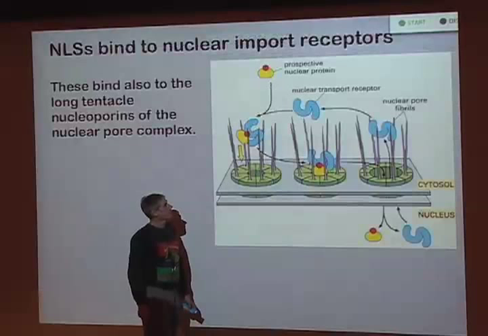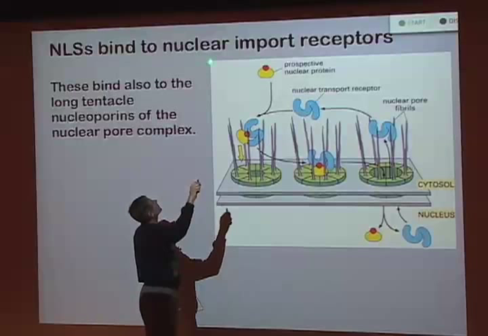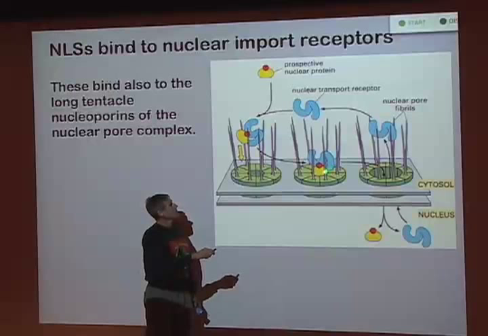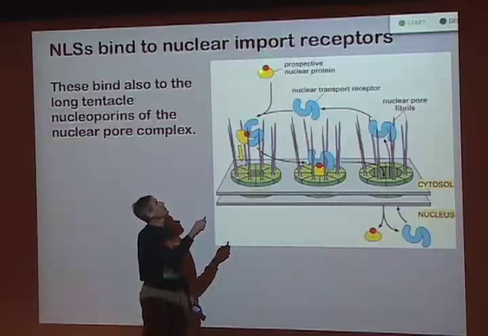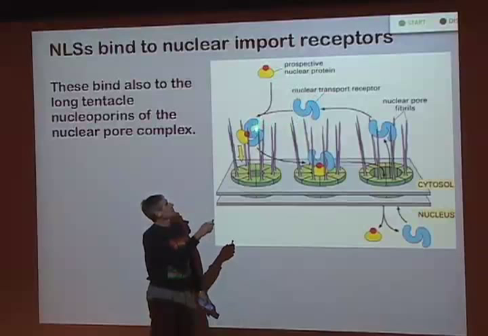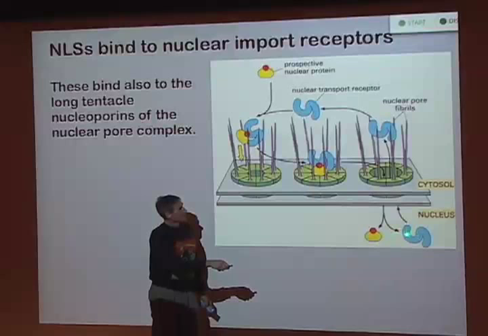There are nuclear import receptors which are recognized by these long tendrils. These receptors bind to this little Rudolph the Red-Nosed Ranger here. This is the nuclear import signal, or nuclear localization sequence, that has the five positively charged amino acids. Receptors bind to them, the receptors interact with these fibrils and are taken into the pore, and then the receptor dissociates and goes back out.